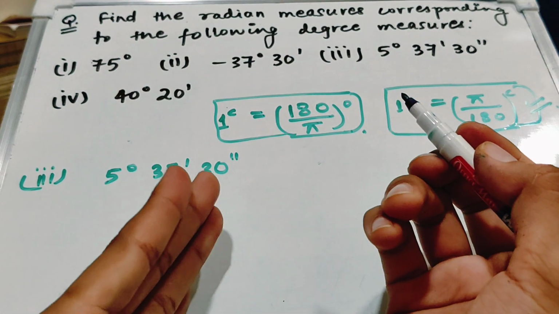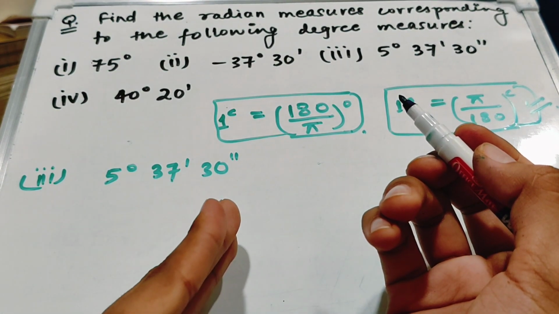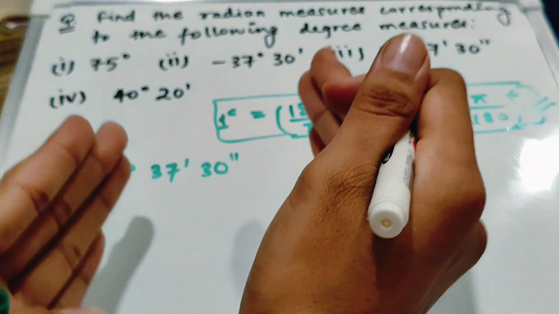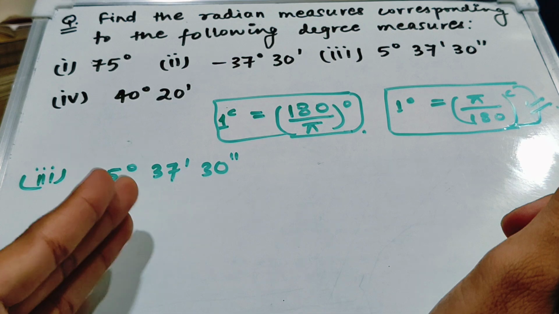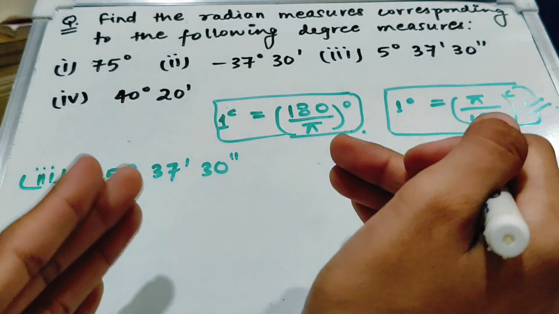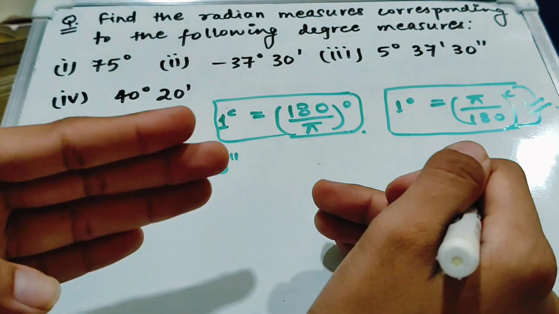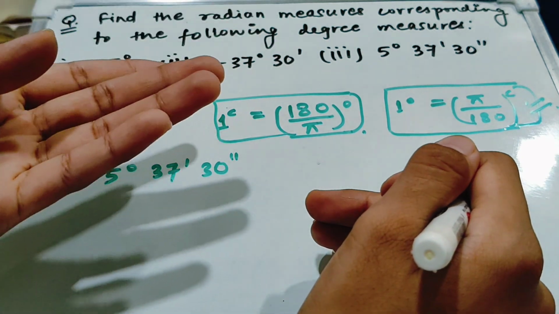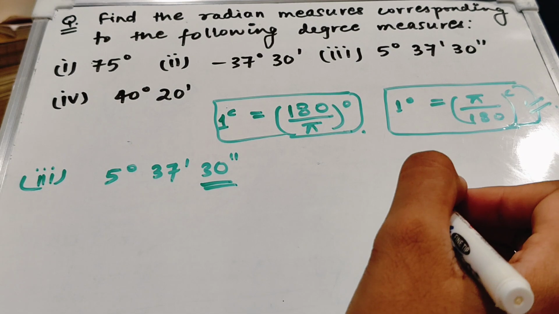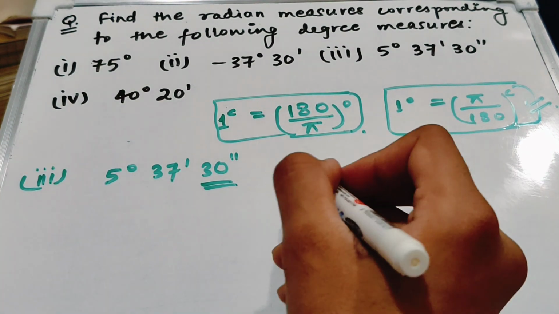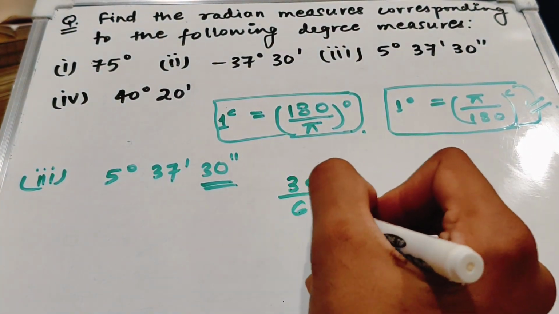Right? Now we want to convert this second to minutes. Then we will have some value. Then we will convert the minutes to degree and then we will have the value of degree. And now we will convert that degree to radians. Very simple. So this 30 second is how many minutes? Just divide it by 60.